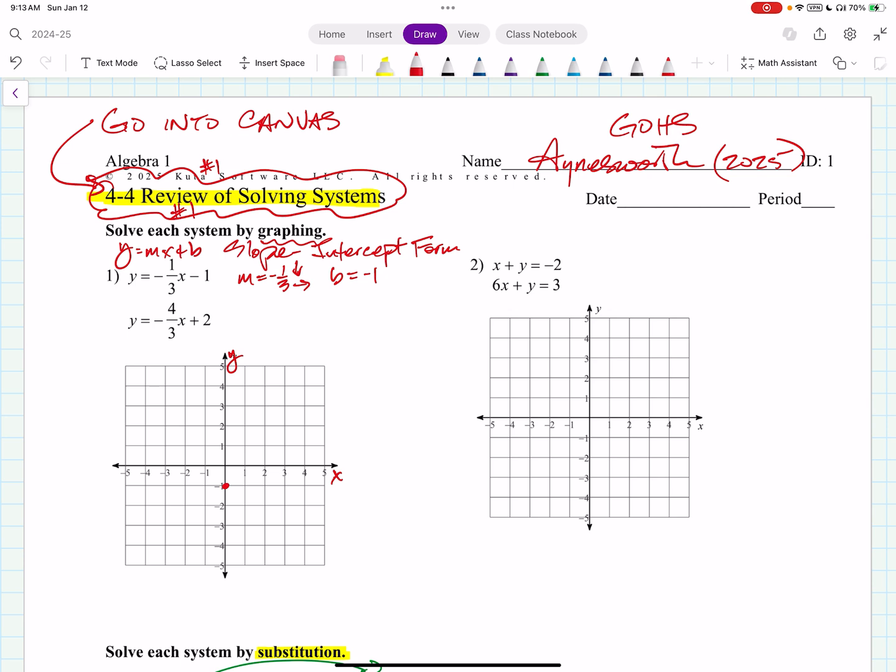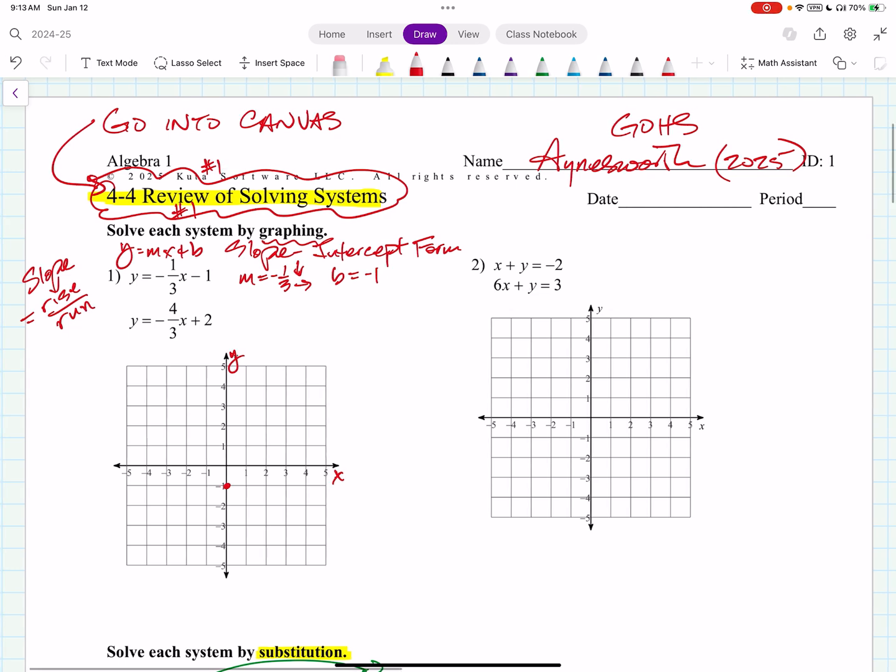And from that point, if you put your pen there, we're going to go down 1, right 3, because slope is equal to rise divided by run. That's one of the many definitions that we know about slope. If you go down 1, right 3, and repeat that, you're off the grid. So let's reverse that slope. Let's go up 1, left 3, and draw your line. Just give a little sketch right through here. There you go. And there's your first function, y equals negative 1/3 x minus 1.